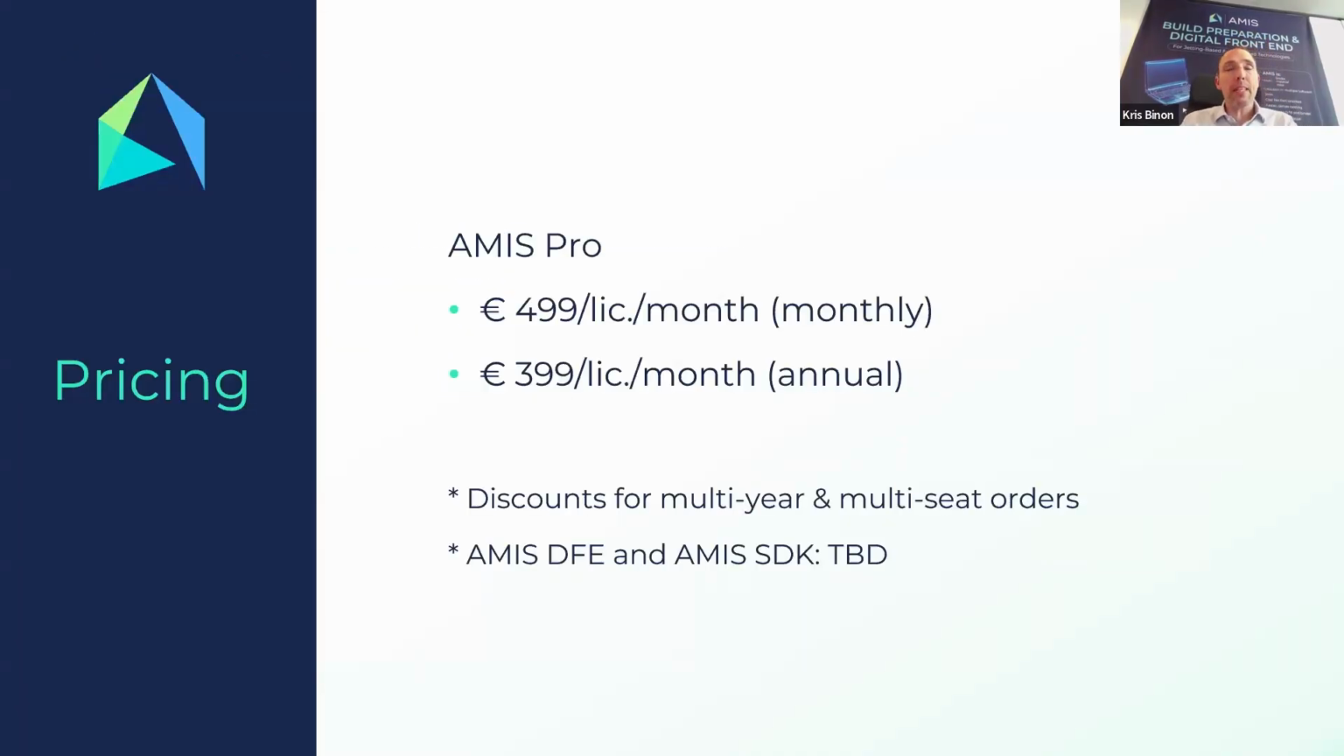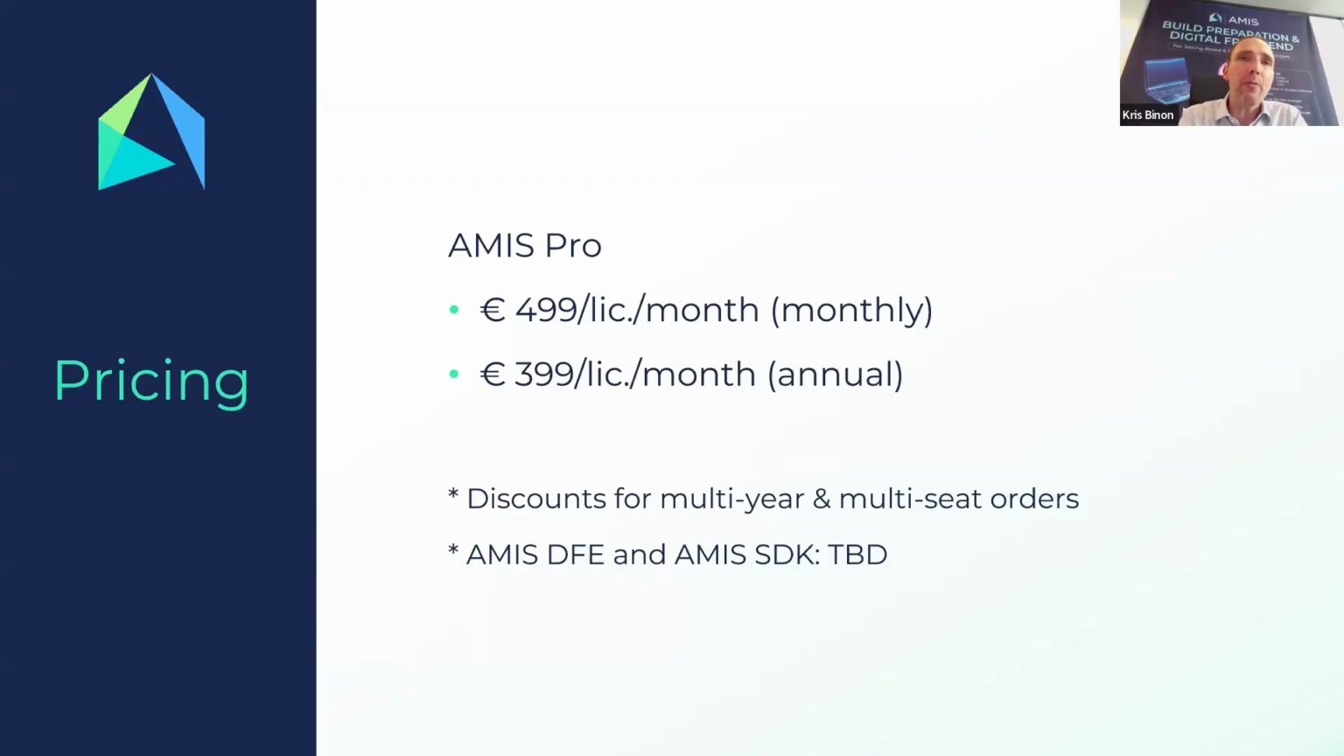Right. I also promised to say something on the pricing. It's still as simple as ever: 499 euros per license per month if you go for a monthly license. If you go to an annual license, you get a 20% discount, 399 per license. And of course, there are other discounts if you go for multiple years or multi-seat orders. That's something we can discuss directly with you.